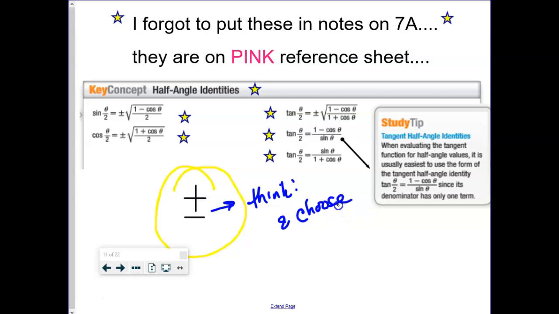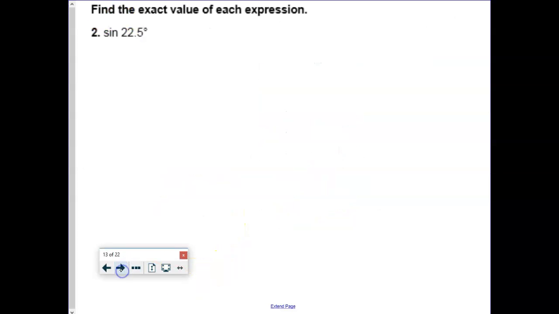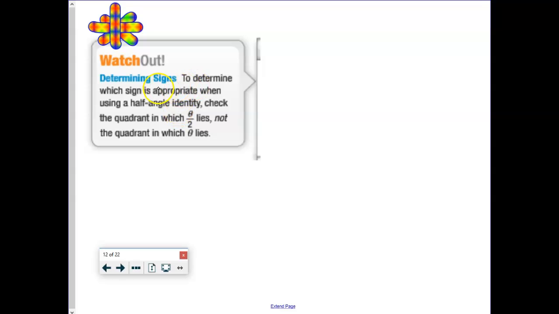So you have to think about what quadrant are you in, and should I have a positive sign or a negative sign in that quadrant. So it's not the answer is plus and minus all this mess. You have to actually make a thought. This is not usually how plus or minus works in our formulas, is it? All right. So that's this little blurb from your book. You have to determine your sign. Check the quadrant in which theta over 2 lies, not theta.